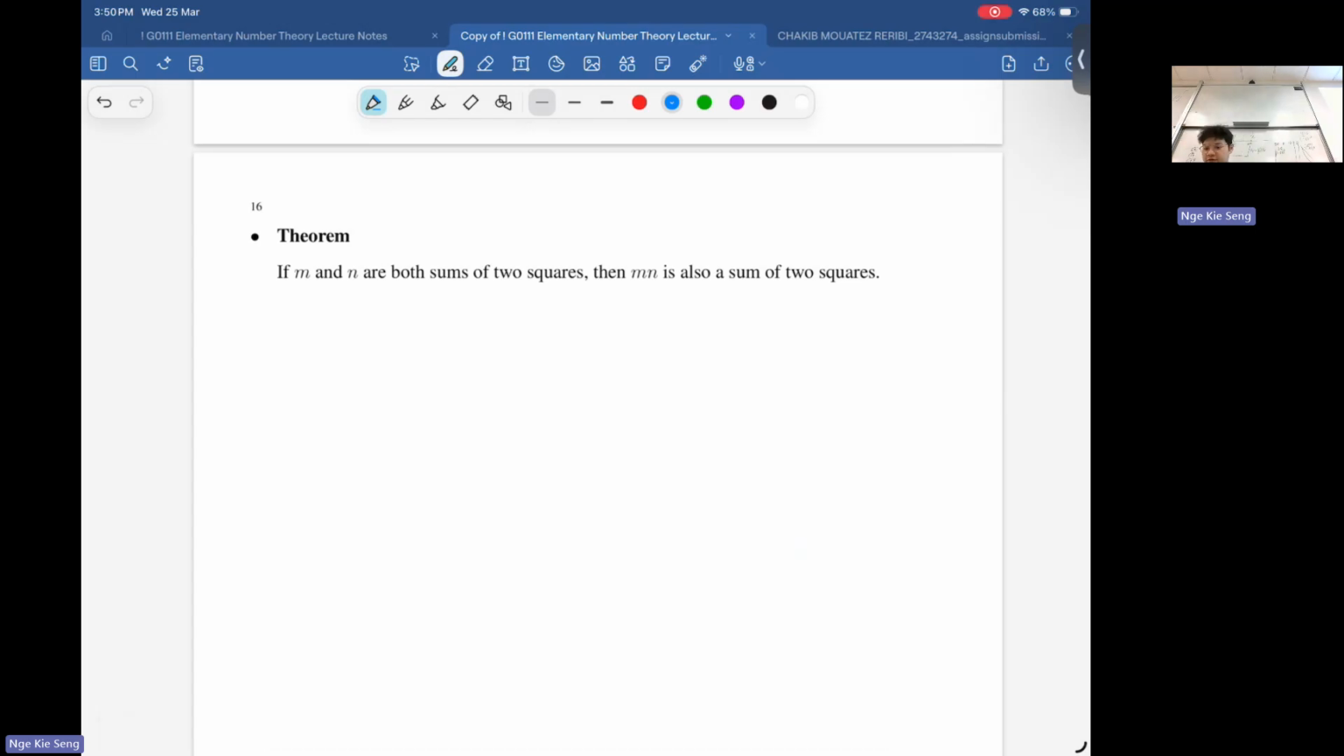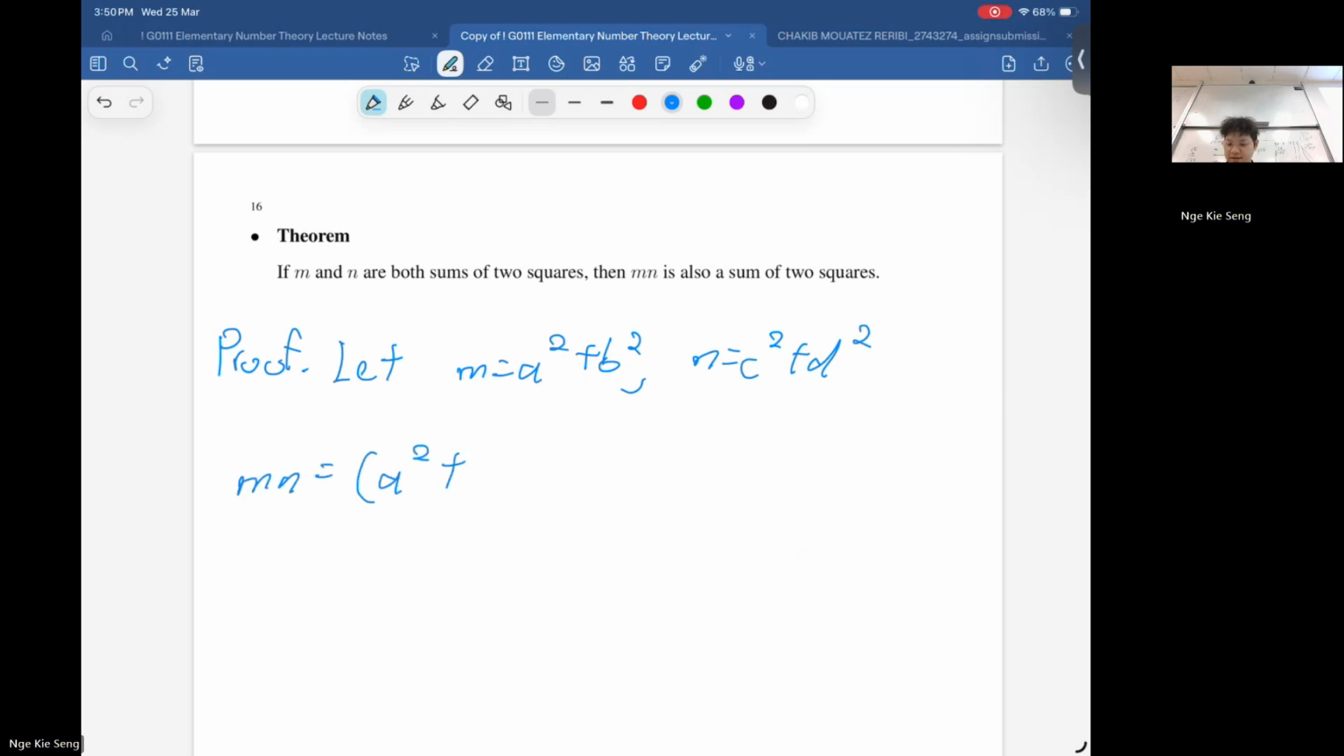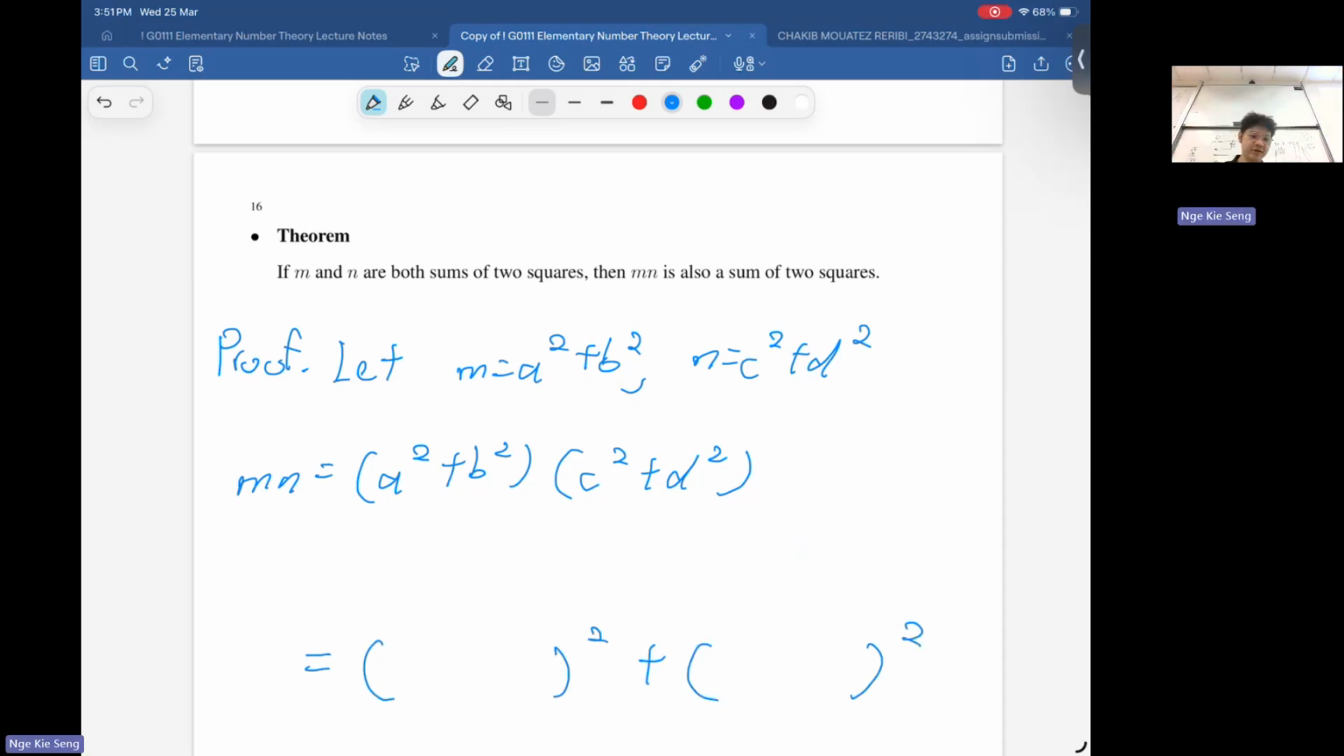So the next theorem is: if you know that m and n are both sums of two squares, then mn is also a sum of two squares. This is a very combinatorics proof. Let's say we have a square plus b square and c square plus d square. Maybe you can try and expand this and see what you get. Can you figure out if it is some square plus some square or not? Try to expand this.